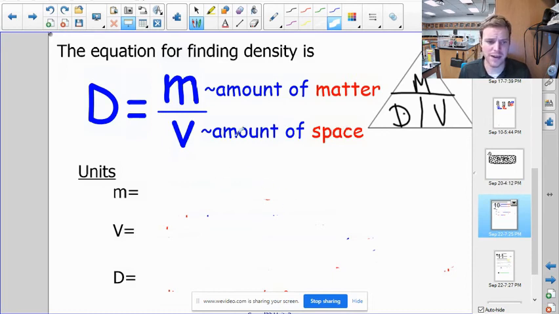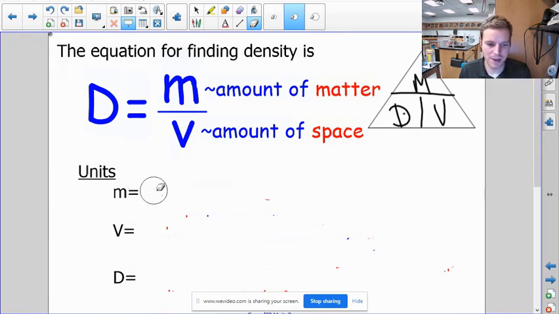Sort of wrapping things up here. So we got our density equation. Density equals mass over volume. Remember, M, mass, is sort of like the amount of matter. How much stuff are we talking about? And volume is the amount of space that we're taking up.